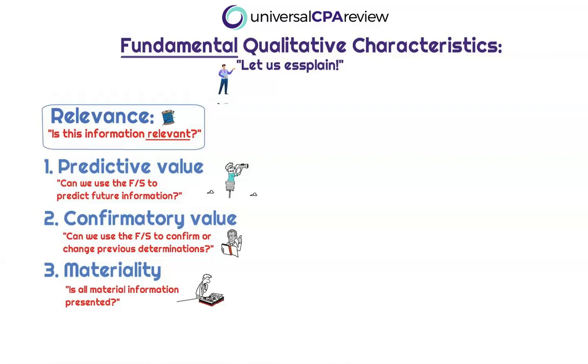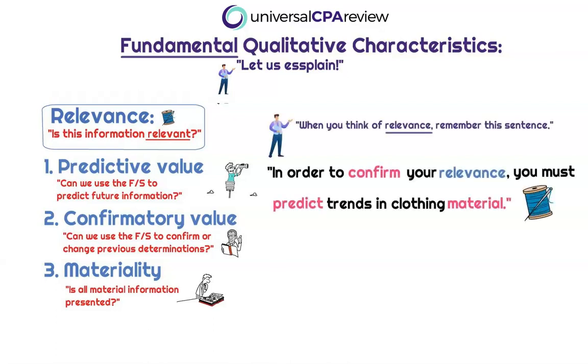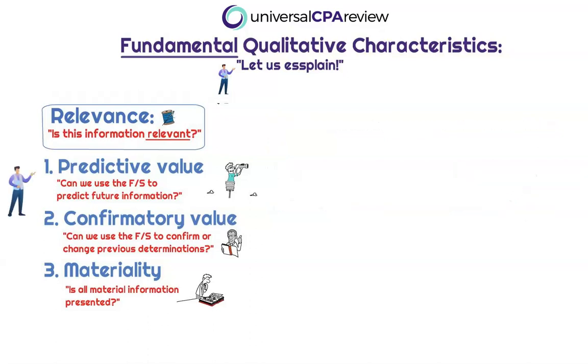So we got to memorize, and I hate the word memorize, but we got to do it. We got to remember the three elements of relevance. The three elements of relevance are going to consist of predictive value, confirmatory value, and materiality. Right? In order to confirm your relevance, you must predict trends in clothing material. Okay, so predictive value is basically saying, can we, the financial statement readers, use the financial statements to predict future information? Whereas confirmatory value is basically saying, can we use the financial statements to confirm or change previous determinations? And finally, materiality is basically asking ourselves, is all material information presented?